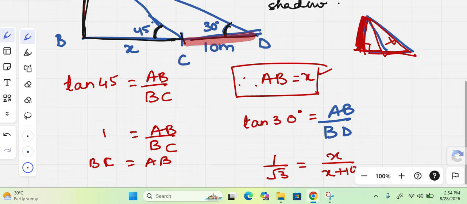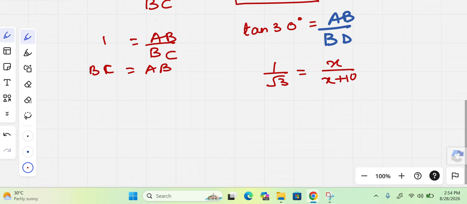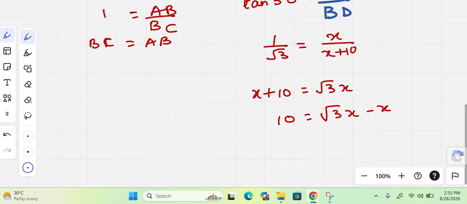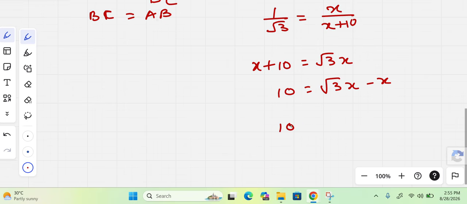1 by 3 x plus 10. Okay. x plus 10 equal to root 3 x. So 10 is equal to root 3 x minus x, right? Yes, ma'am. Now 10 is equal to x is common, root 3 minus 1. Okay.